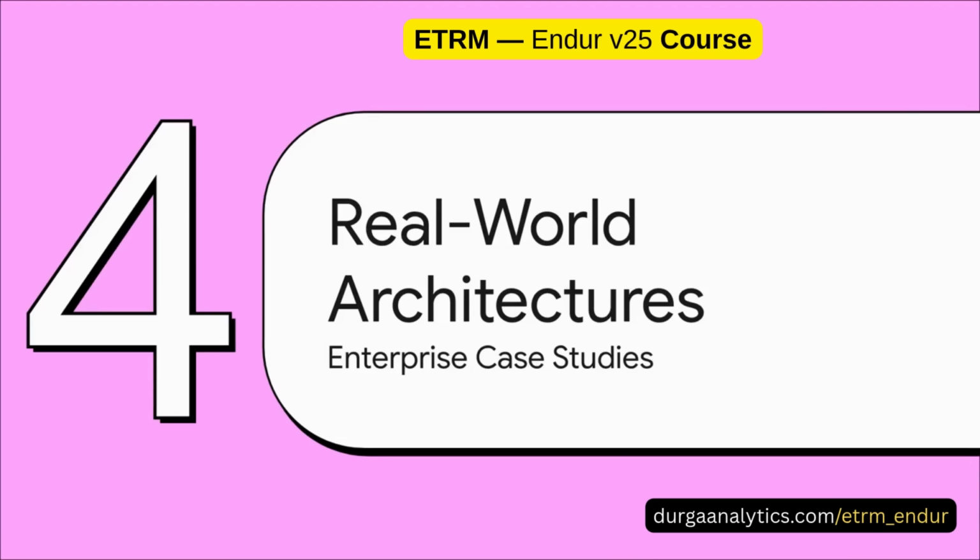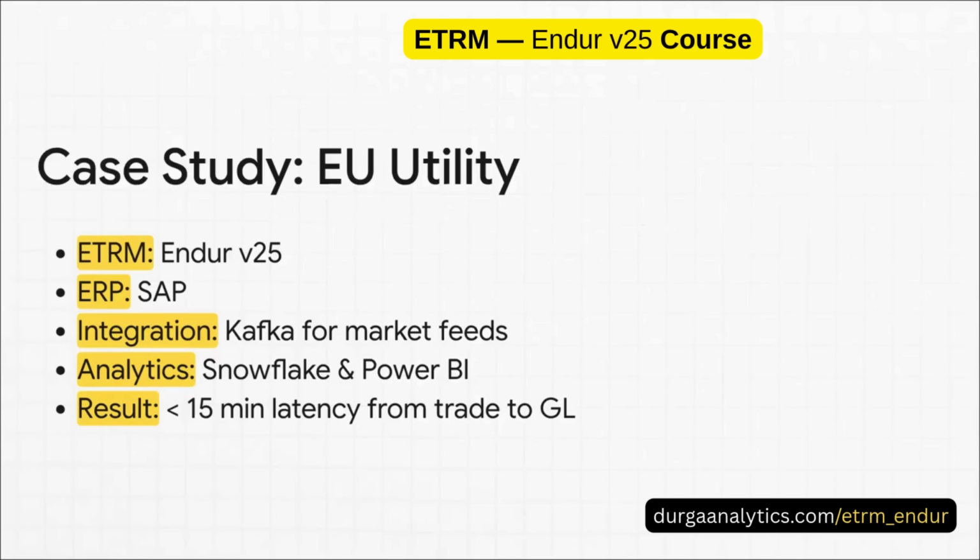All right, enough theory about the individual tools. Let's see how this all gets put together in the real world. We're going to look at how two very different, very large energy firms, one in Europe, one in the US, have built their own high-performance trading ecosystems. First up, we've got a big integrated energy firm in the EU. They paired Endur V25 with SAP. For integration, they went with Kafka, specifically because it can handle that fire hose of market data without breaking a sweat. For analytics, they're using Snowflake and Power BI.